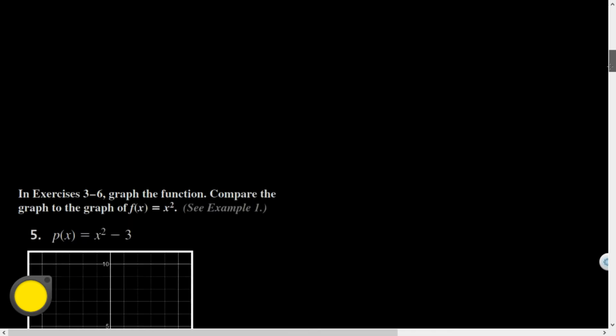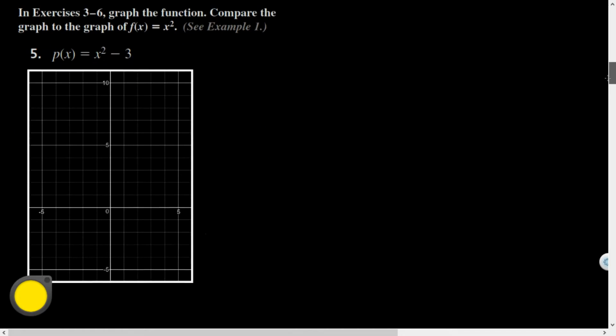So let's jump into some more of these problems. Here's question 5. It says graph the function. So one of the ways that we were doing this, different than the book, was we identified first where the vertex was. This -3 is a shift down. So 0, -3, instead of 0, 0, will be our vertex. So 0, -3 will be my starting point.